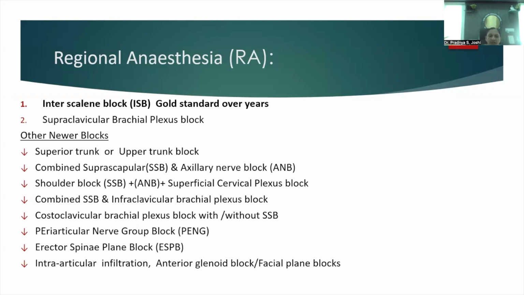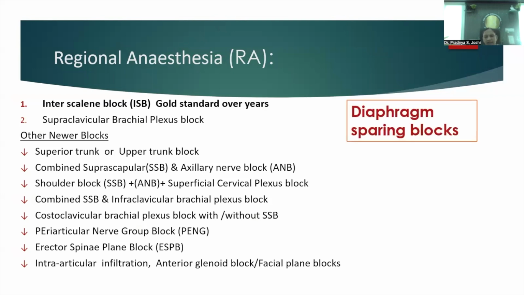The blocks start with the interscalene block, which was the gold standard over the years. But now the list is increasing and we have more specific blocks with the advent of ultrasound. This is the list of multiple blocks in combination which we will see in detail. All these blocks are called diaphragm sparing blocks.